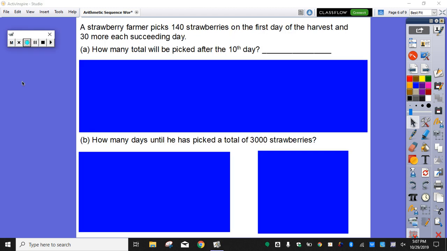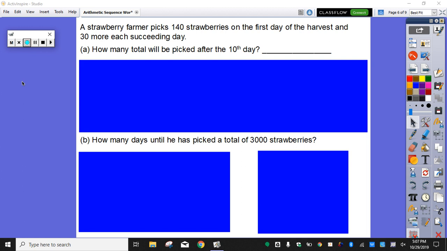So here is a word problem that's actually a real-world scenario. A strawberry farmer picks 140 strawberries on the first day of the harvest and 30 more each succeeding day. How many total will be picked after the 10th day? So this is a little different than the linear word problems we've looked at because instead of giving you a starting amount, they give you the first day's amount and then give you a rate of change after that. That's what makes this an arithmetic sequence.